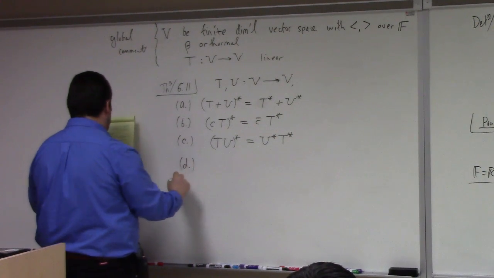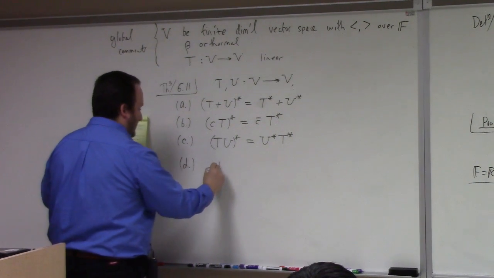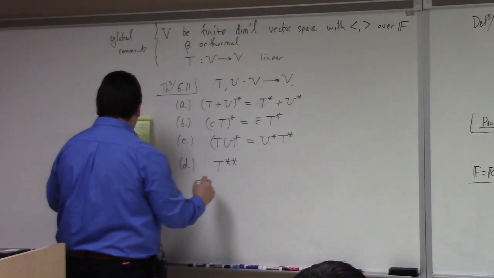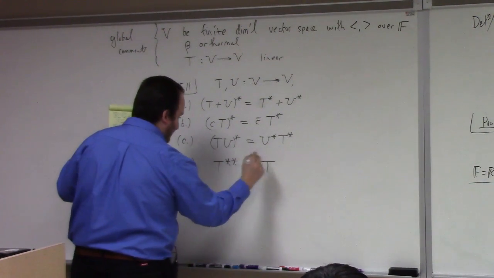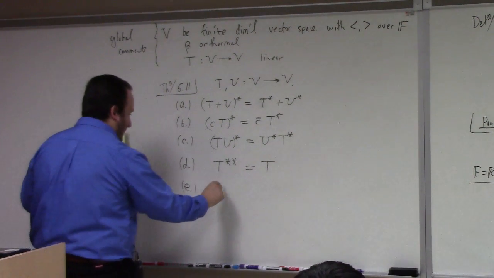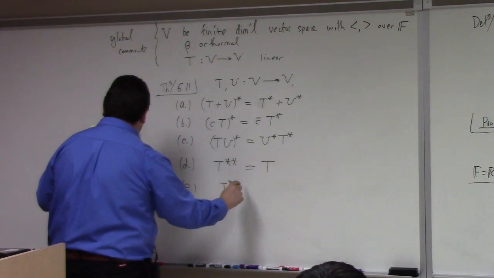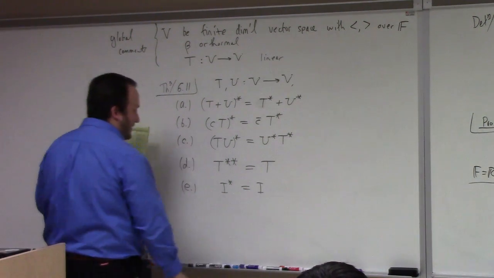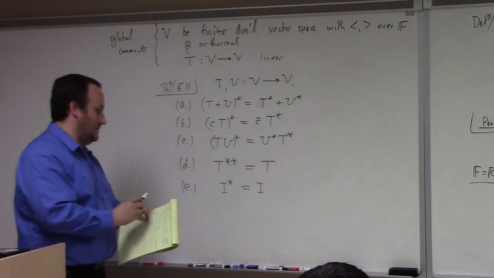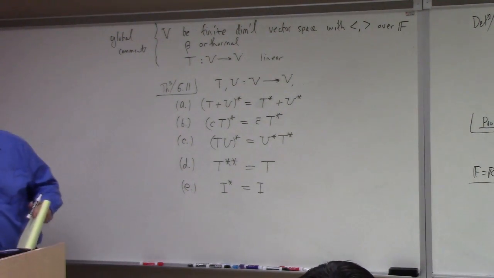D, and this one is the one that I wanted, but we didn't have yet: the adjoint of the adjoint of T is T again. And then E, the adjoint of the identity transformation is just the identity transformation again. So these are your properties of the adjoint.